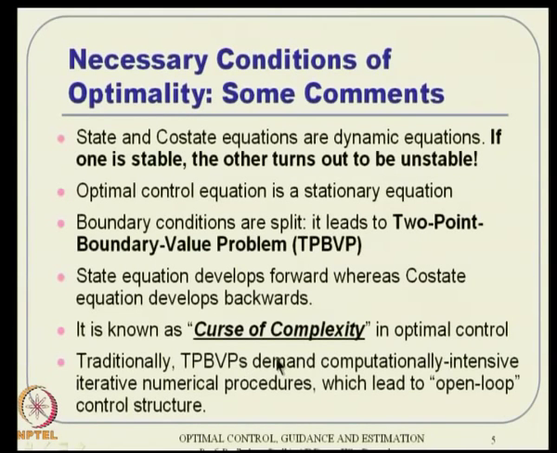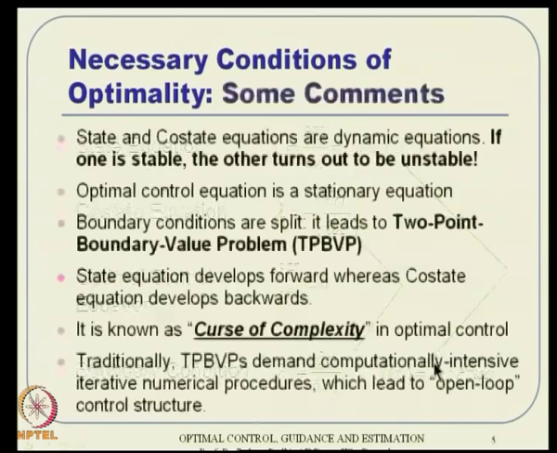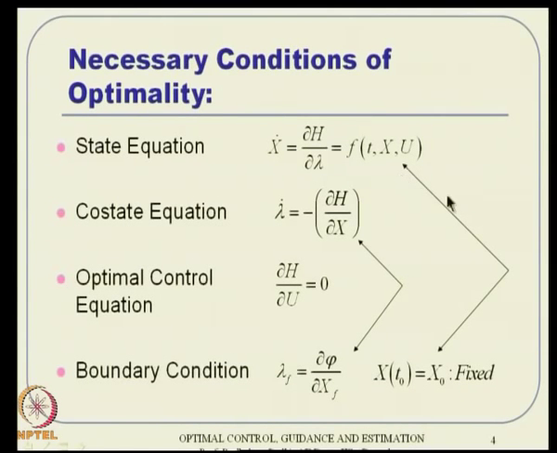And traditionally these two-point boundary value problems require computationally intensive procedures, and we are going to see some of these classical techniques in a while anyway. But ultimately also remember that everything said and done, it leads to an open loop control structure. Why so? Because after we get the solution in an iterative sense, we are getting a solution for a particular initial condition. If the initial condition is changed, then the solution is not valid.